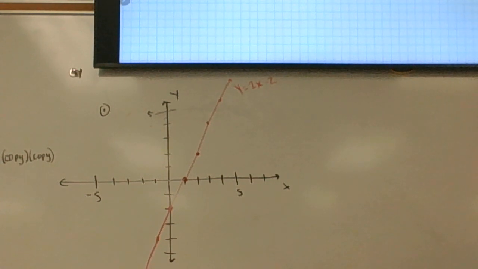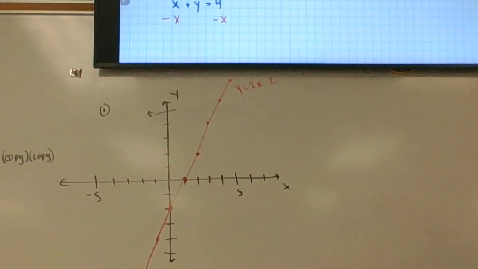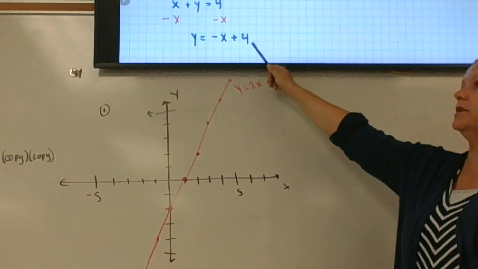So what she did was she started with x plus y equals 4, and then she had this idea in her head to make it look like y equals mx plus b. So she rearranged it to get y alone. And y would be negative x plus 4. And then you can use the same strategy to graph that.